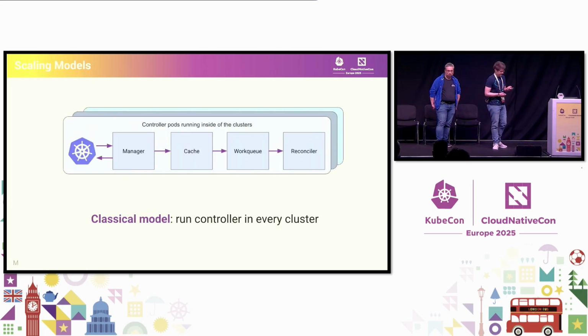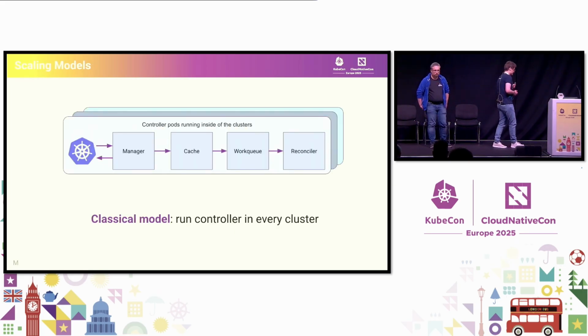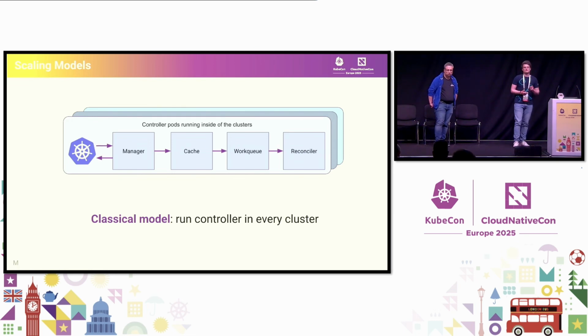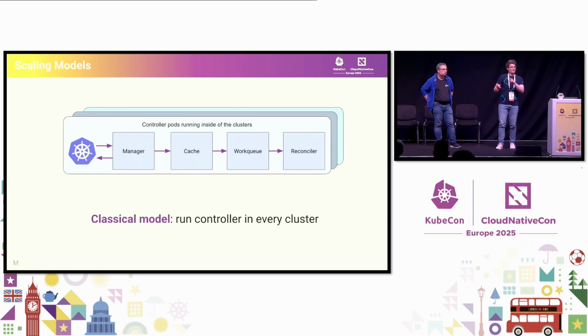So let's set some more context. Let's take a quick look at scaling models. So how can you scale your controllers? One of the ways, the classical one, is that per Kubernetes cluster, you have a controller pod running. Within that cluster, it has a manager, a cache, a work queue, and a reconciler. And you run each of these constructs for every Kubernetes cluster that you have.